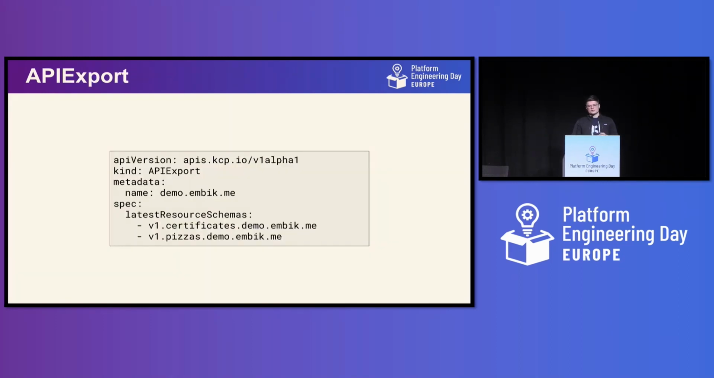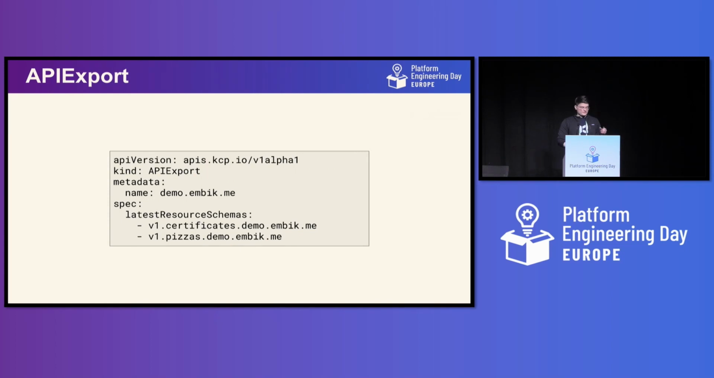Once you've done that, you start out with your API export. An API export basically bundles multiple schemas that you've created into, well, a coherent API. So this is basically what you, as a service provider, want to provide to your end users. Let's say when I created this, I wanted to provide certificates to my end users. I also wanted to provide the ability to order pizzas because I was hungry.